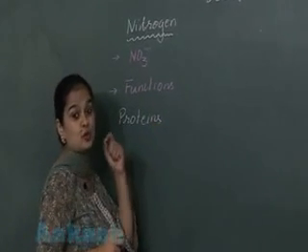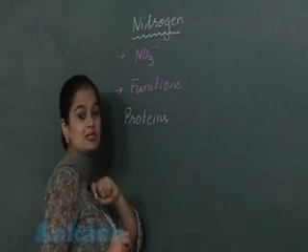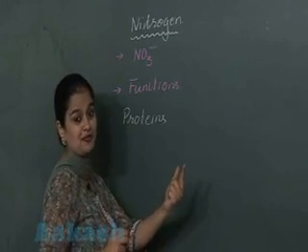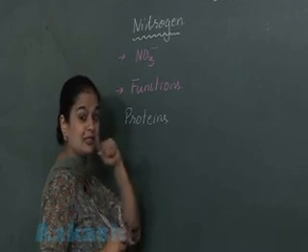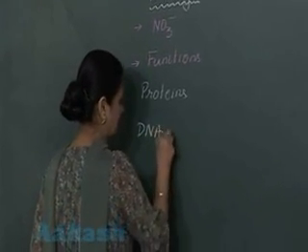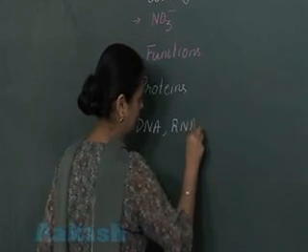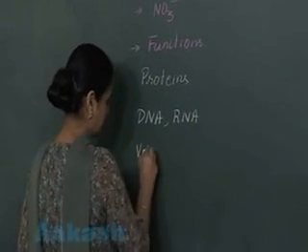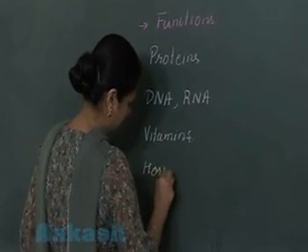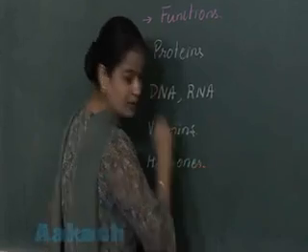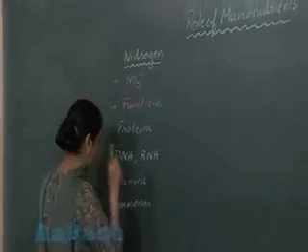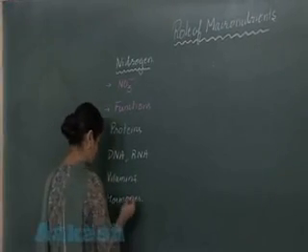Then nitrogenous bases, which result in the formation of the nucleotide, which in turn results in the formation of nucleic acid, that is DNA and RNA. So nitrogen is a constituent of DNA and RNA. Along with that, it is a constituent of several vitamins as well as hormones. I will cite one example of a plant hormone which contains nitrogen, that is cytokinin.